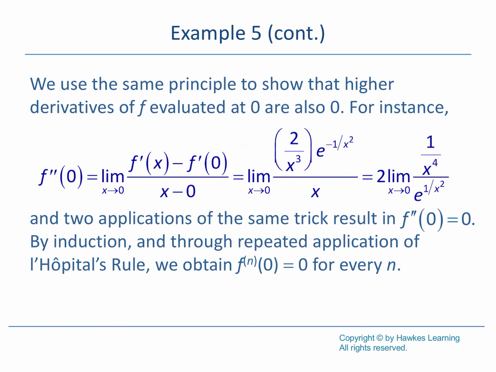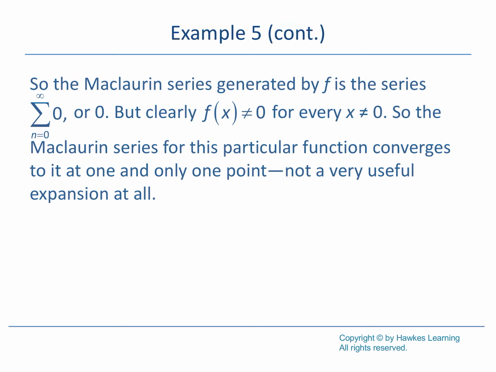And so the Taylor polynomial that you get is very, very boring, or the Maclaurin series, because we're centered at 0, is just adding up 0 a bunch of times. And so this one only converges at that one point. It's not very useful.